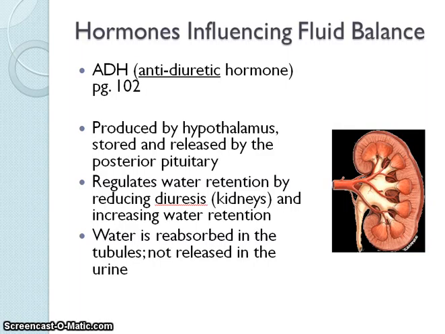It activates different parts of the kidney, right, to help us do that. It's produced by the hypothalamus and gets stored and released by the posterior pituitary gland in the brain. It regulates fluid retention or water retention by decreasing diuresis or pee formation in the kidneys, right, to increase the amount of fluid that we keep within our body. Water is then reabsorbed in the tubules and not released in urine so that we can keep using it.